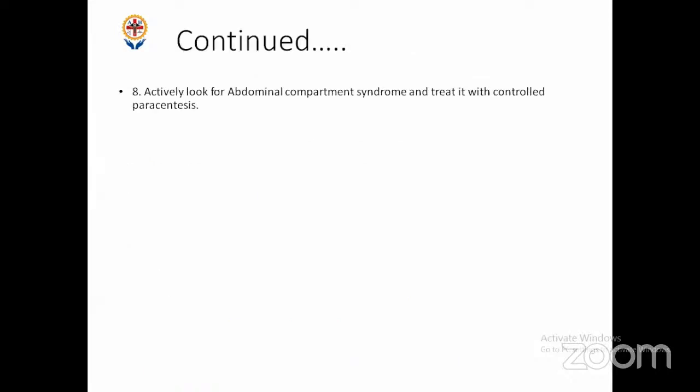And actually look for compartment syndromes. This is the most important thing we'll forget. We'll keep on giving blood transfusions, PRBC, fluids and inotropes, but we'll forget abdominal compartment syndrome. Even with little tense ascites, they can have abdominal compartment syndrome. Don't wait for a very tense abdomen. If the child's abdomen is very tense, that means you have already missed at least 4 to 5 hours of abdominal compartment syndrome.